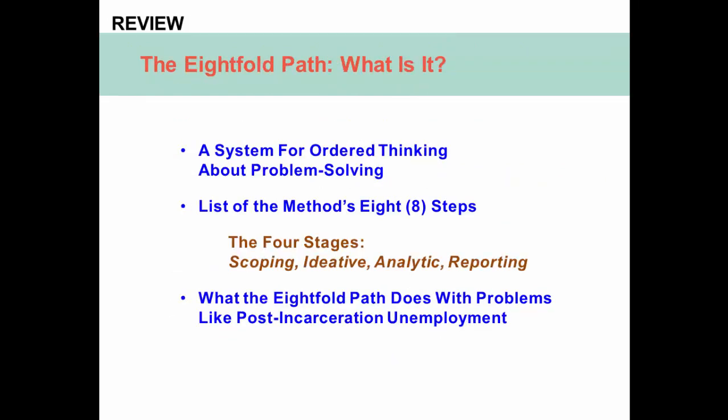Let's review. We've been talking about the Eightfold Path. What is it? And we've discussed how it operates as a system for ordered thinking about problem solving. We've looked at the list of the method's 8 steps, and we've grouped them into these 4 stages: scoping, ideative, analytic, and reporting. And lastly, we've talked about what the Eightfold Path may do with problems like post-incarceration unemployment.